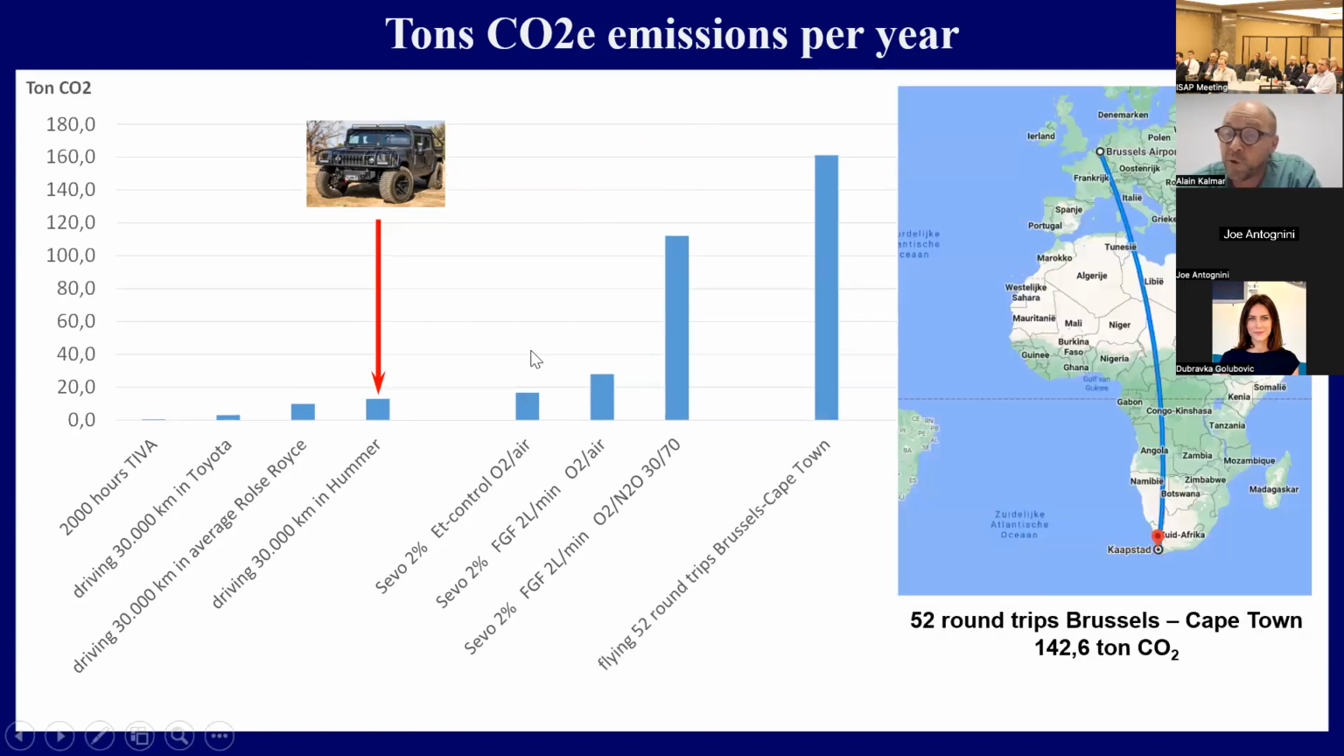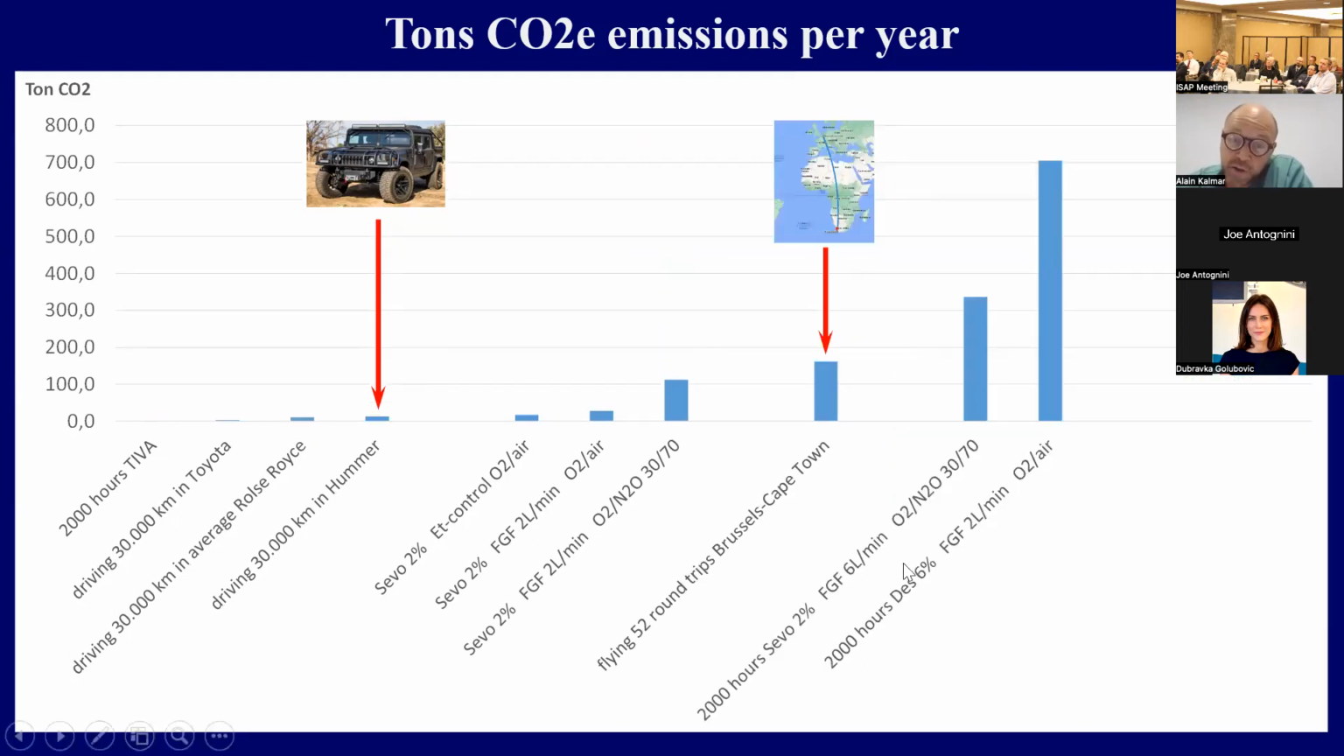And if I, for instance, would say, no, I work in Belgium like I do, but every weekend I fly to South Africa because I love it. And so I do this 52 times a year, then I am still more polluting than an anesthetist using low flow with nitrous oxide. Except, of course, if I don't use low flow and I use 6 liters per minute fresh gas flow and I add nitrous oxide, then that would be about double than doing all my plane trips. But if I would use desflurane at low flow, that would be even more.